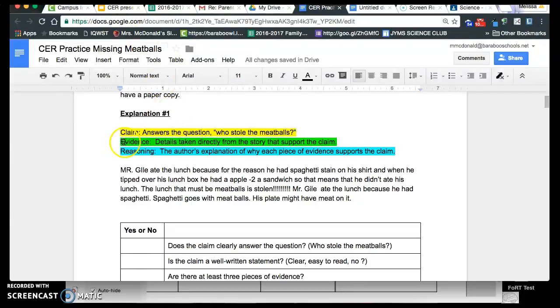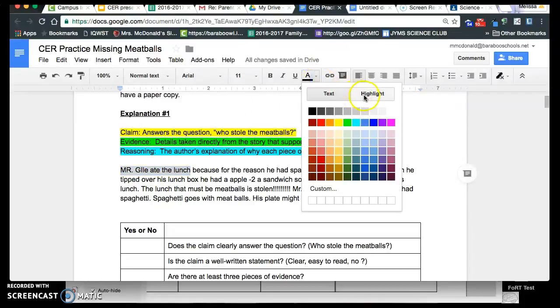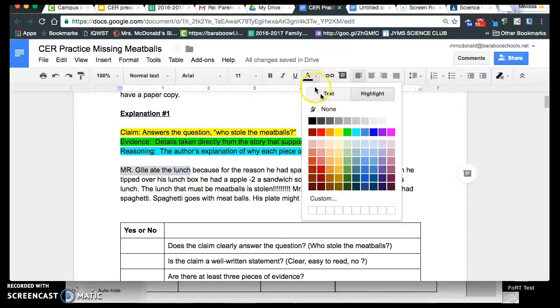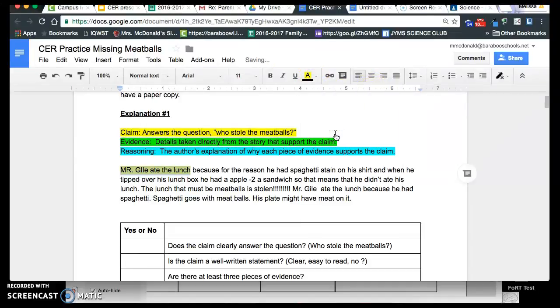So first, I noticed that the claim answers the question, who stole the meatballs? So I'm going to read this writing and look for the claim. Here it says, Mr. Guile ate the lunch. That kind of answers the question of who stole the meatballs. So I'm going to highlight that in yellow by clicking up here, clicking highlight, and clicking yellow.